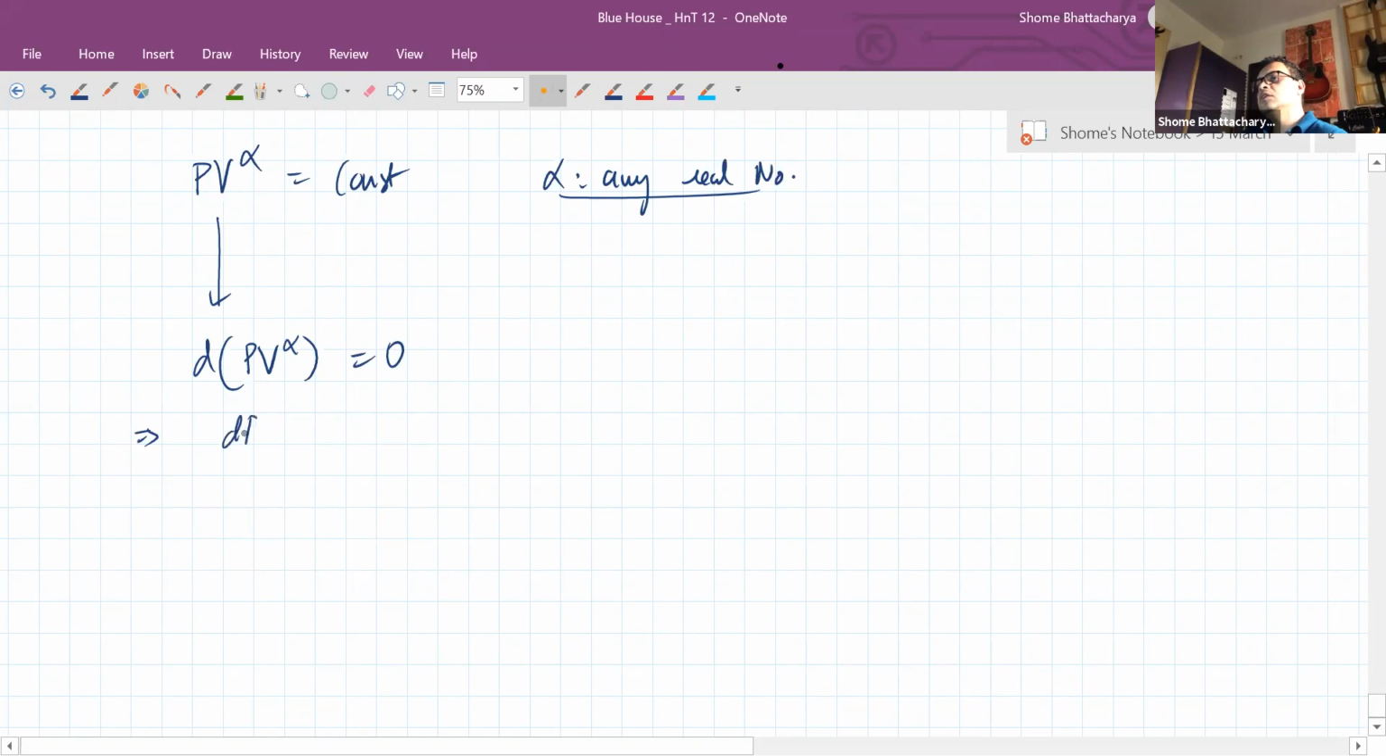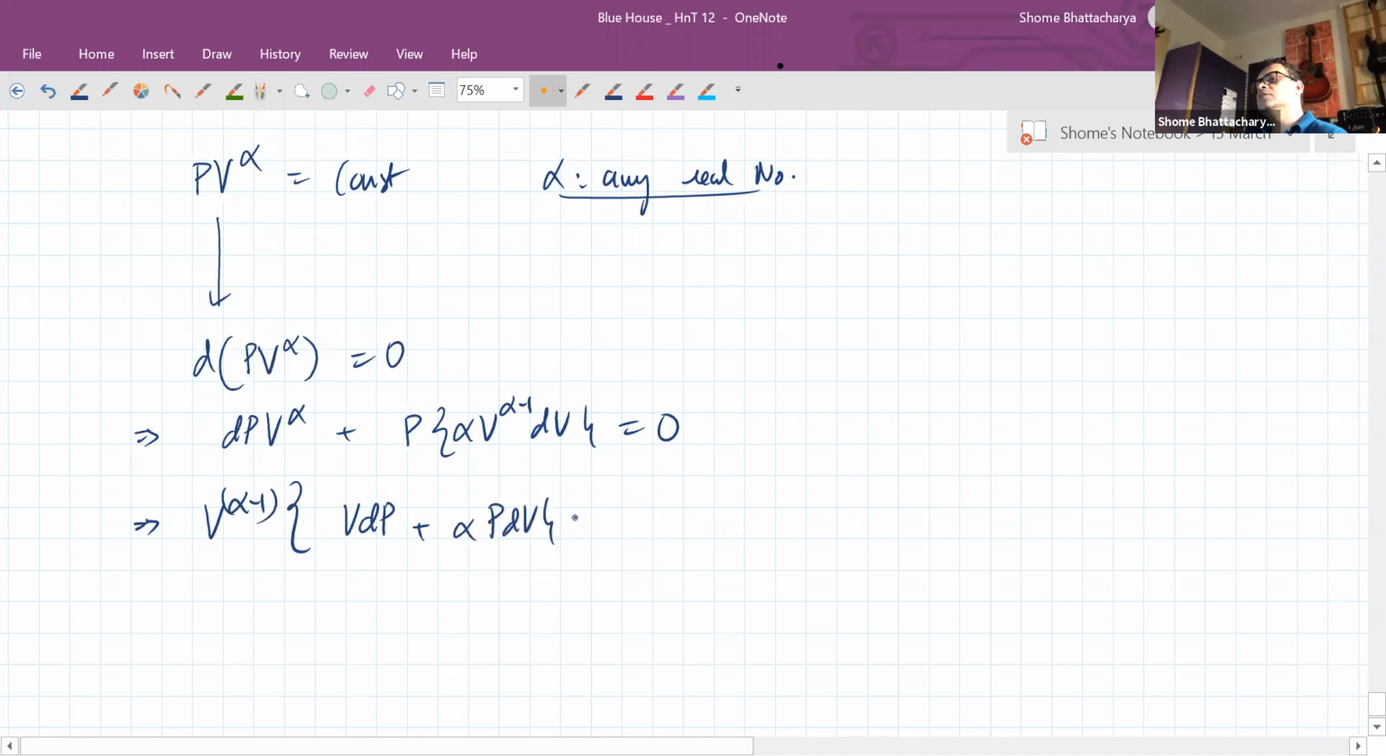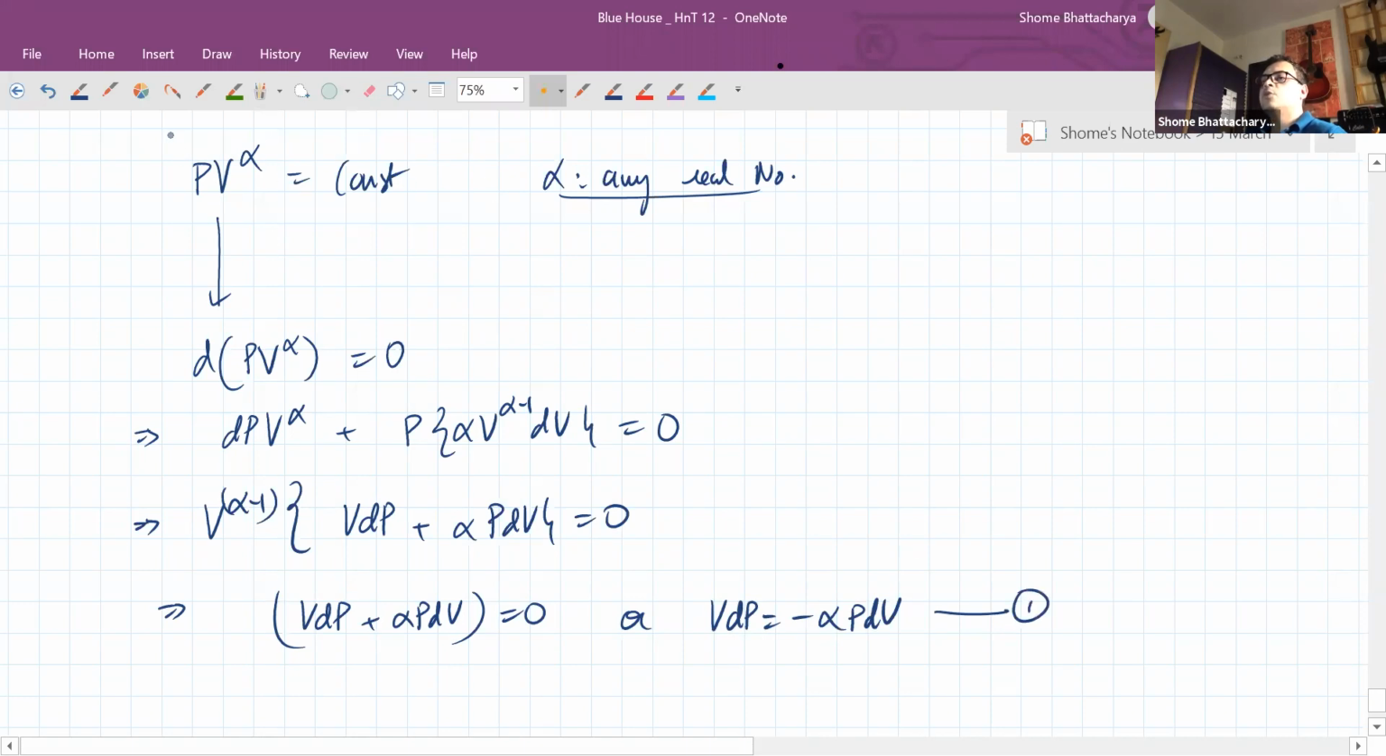So dP into V to the power alpha plus P into the derivative of this term should be 0. Okay, so we have the relation, if we take V to the power alpha minus 1 common, we have V dP plus alpha P dV is equal to 0. So that means V dP plus alpha P dV must be equal to 0, or V dP is equal to minus alpha P dV. This is the first thing we understand about any polytropic process.